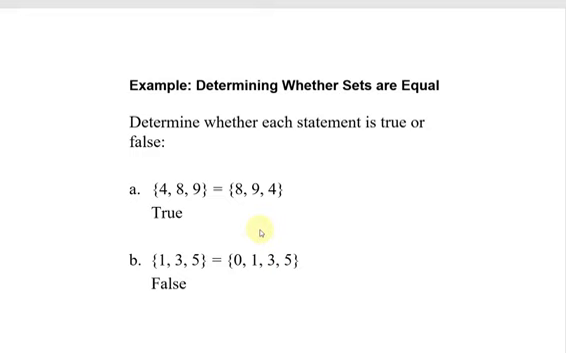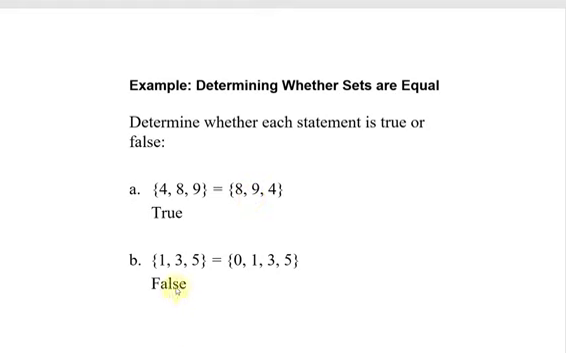So for example, determine whether the sets are equal or not. 4, 8, and 9, and the other one, 8, 9, 4. Okay, we have 4, this also has 4. We have 8, this also has 8, and 9 and 9. So we have the same things in both sets, even though they are not in the same order, they do contain the same things in the left set and the right set. So in this case, they are equal.